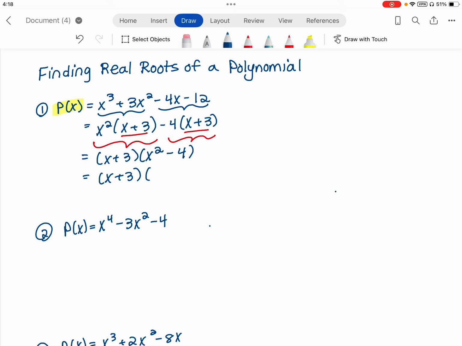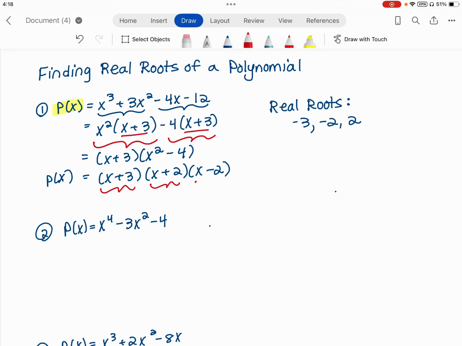We have a difference of 2 squares. So we can factor that to x plus 2, x minus 2. So this is the factored form of p of x, okay? And so this tells me that I'm going to have real roots at -3, -2, and 2. Remember that each of these factors give us a root, okay?